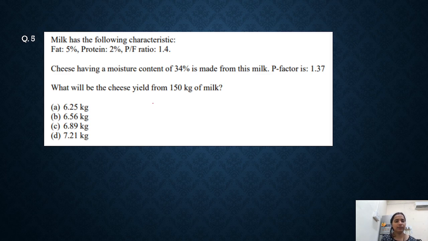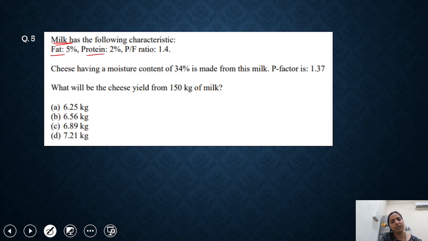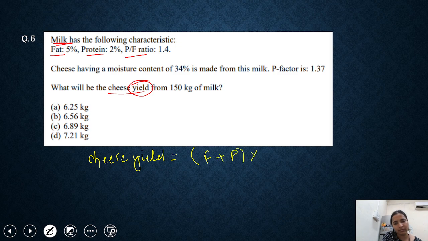Coming to the next question. Here they have given the different characteristics of the milk, like how much fat, protein, and P by F ratio is present in the milk, and you are making cheese. They are asking about the yield of the cheese. For finding the cheese yield, there is a very simple formula: fat plus protein into this P factor. This is for one unit amount, and if you have to find it for 150 kg, you can simply multiply by the volume. So we must know the fat and protein components, and this P factor.